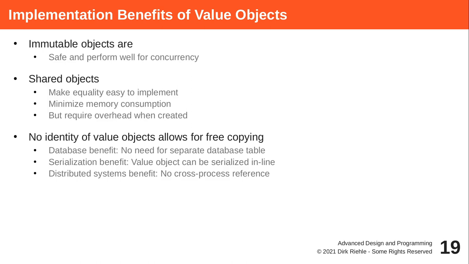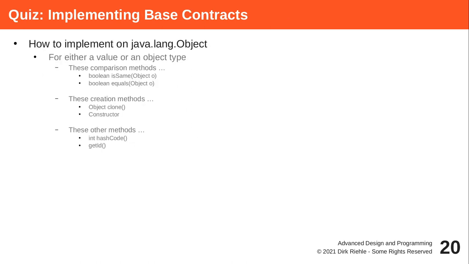And same thing with distributed systems, because they have no identity again. You just copy them across process boundaries. You can't have a reference to a value object across a process. And so you just copy them with the objects, and that's it.